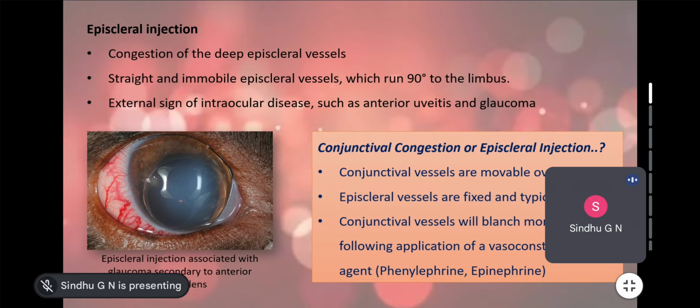So, this episcleral injection is an external sign of an intraocular disease such as anterior uveitis or glaucoma. So, how to differentiate? Already I said movable over the sclera means it is a conjunctival vessel, and the pattern will be more of branched in case of conjunctival vessels, and they will blanch on application of any vasoconstricting agents like epinephrine.